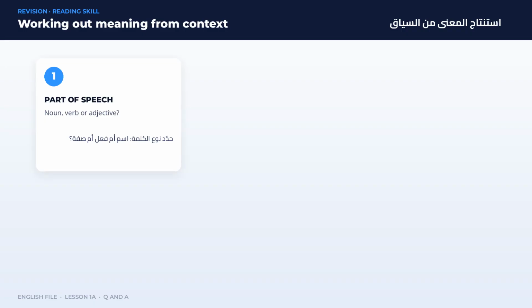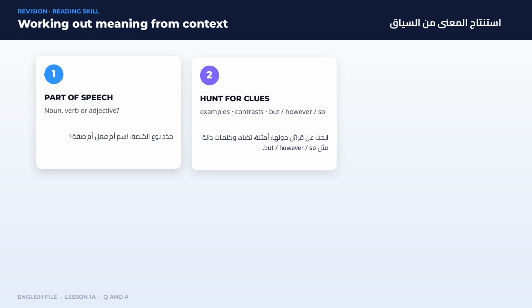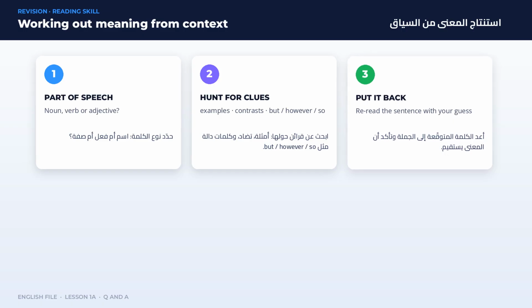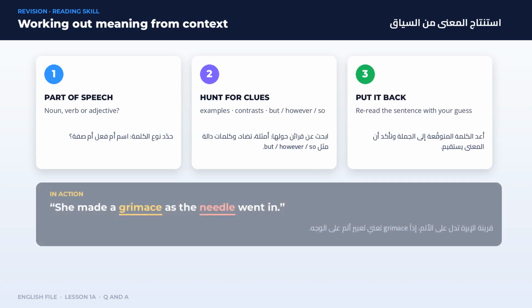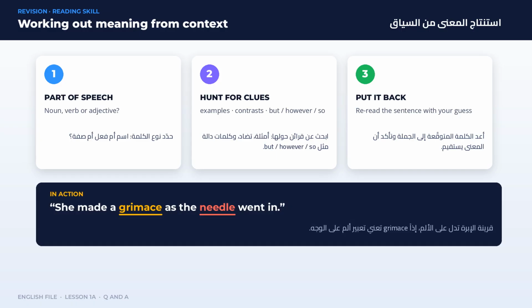Skill 2, working out meaning from context. You are not supposed to know every word. You are supposed to work it out. 3 moves. First, decide the part of speech. Is it a noun, a verb, or an adjective? Second, hunt for clues in the words around it. Examples, contrasts, and signal words like but, however, or so. Third, put your guess back into the sentence and check that it still makes sense.